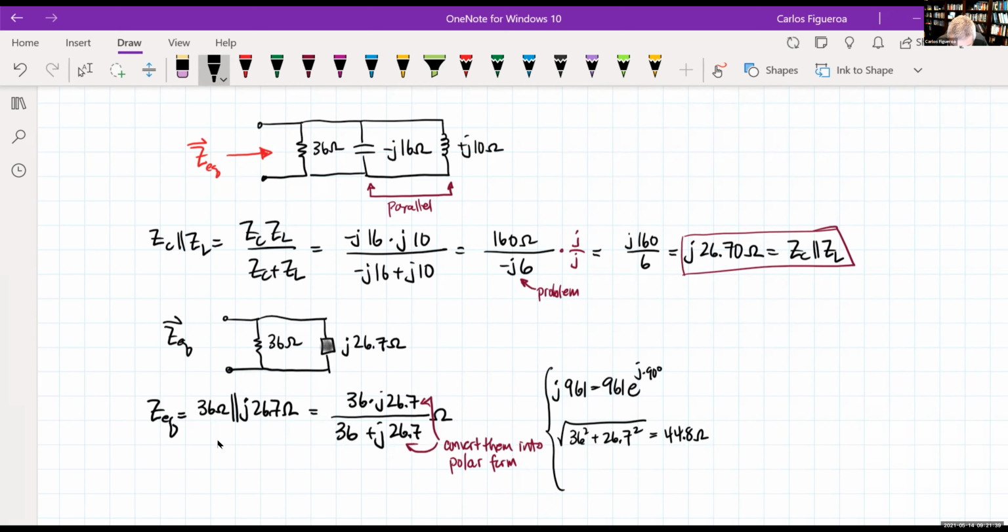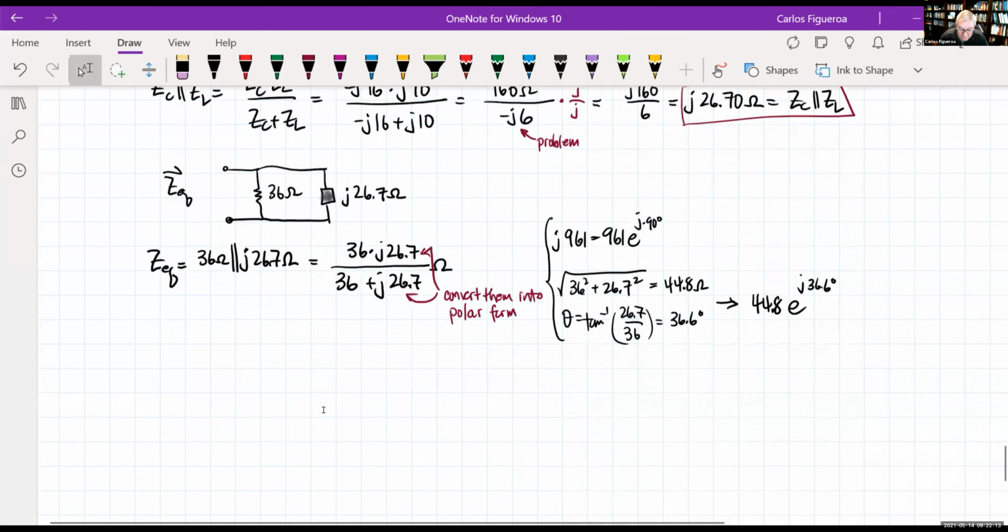Now I have to get the angle. So theta is going to be the tan inverse of 26.7 divided by 36. This should give me an angle of 36.6 degrees. So this tells me that the denominator reads 44.8 e to the j 36.6 degrees. So now I have it in polar form.